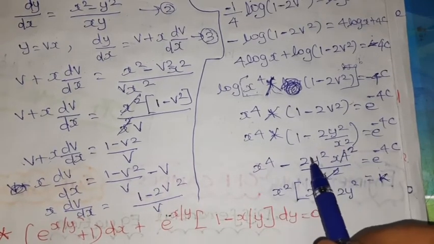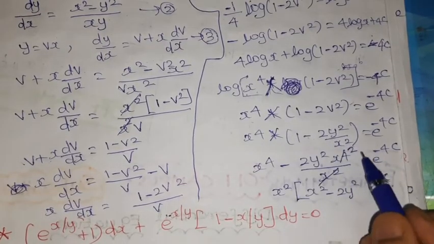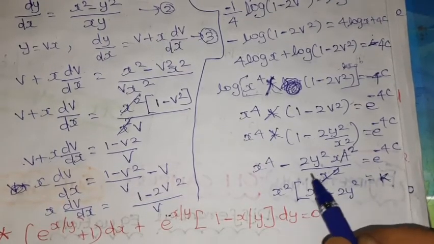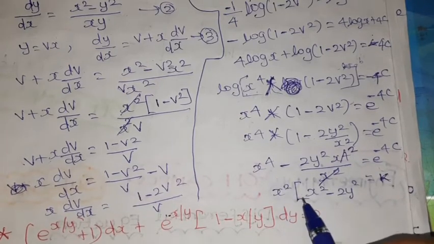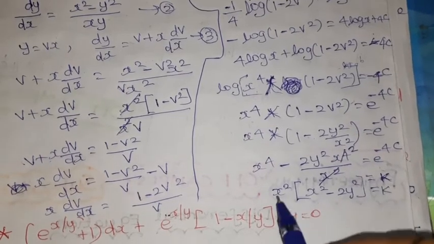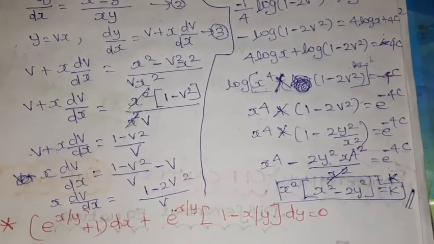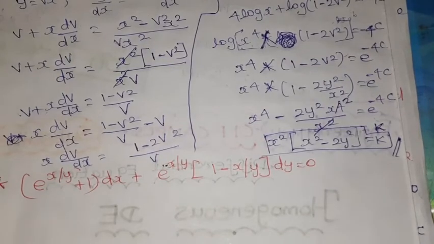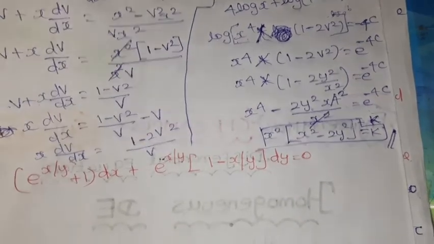Then again multiplying this x power 4 minus 2 x power 4, what will we get? X squared, right? Taking x squared as common, what will we get? x squared, remaining x squared minus 2y squared, equal to constant k. So this is the solution for this problem. We can simplify according to the option given in the exam. We can simplify further, but I'll stop up to this. Then we move on to the next problem.